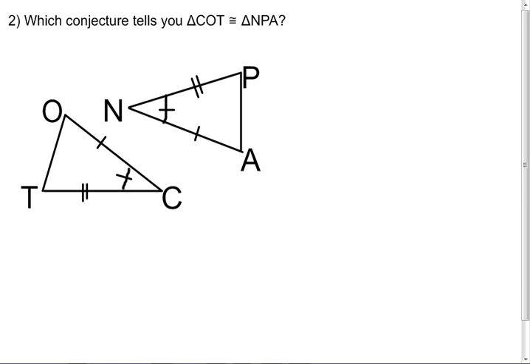Okay, now we're going to go over homework. All I got is one left. I just got one.